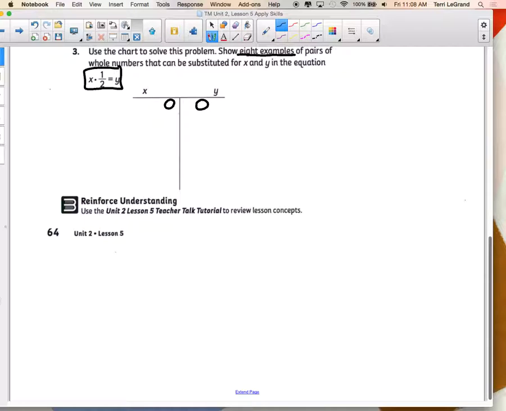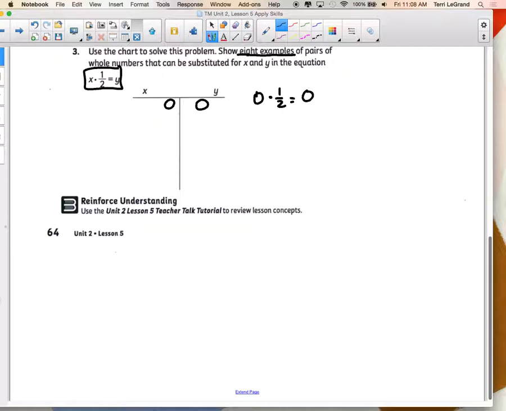Oh, wait a minute. Don't say never mind. How about 0 for x then? 0 times a half. Half of 0. Well, 0 times anything, class, is what? 0. Oh, look at that. Y can be 0. It's okay. Remember I said sometimes they can have the same values?